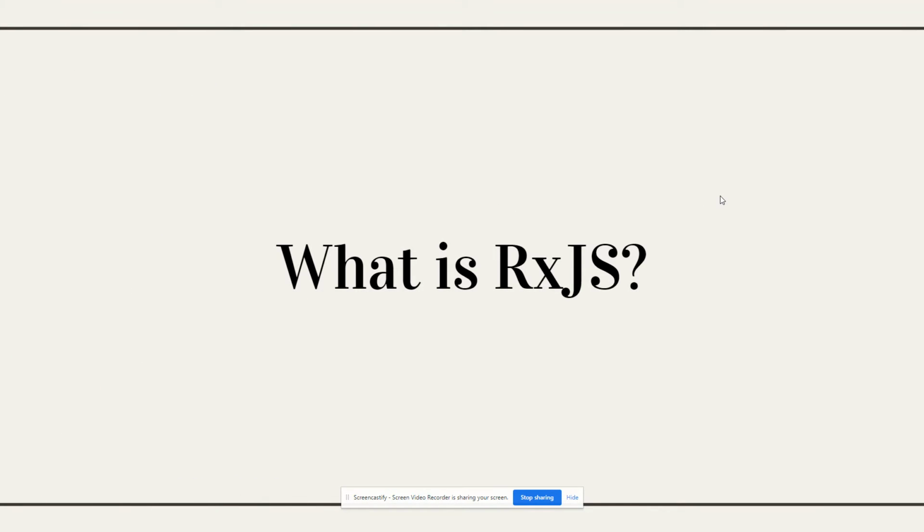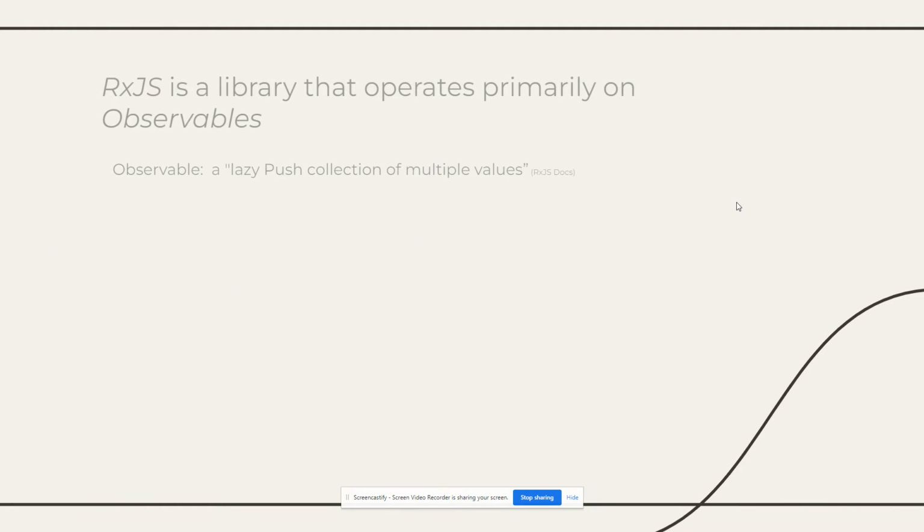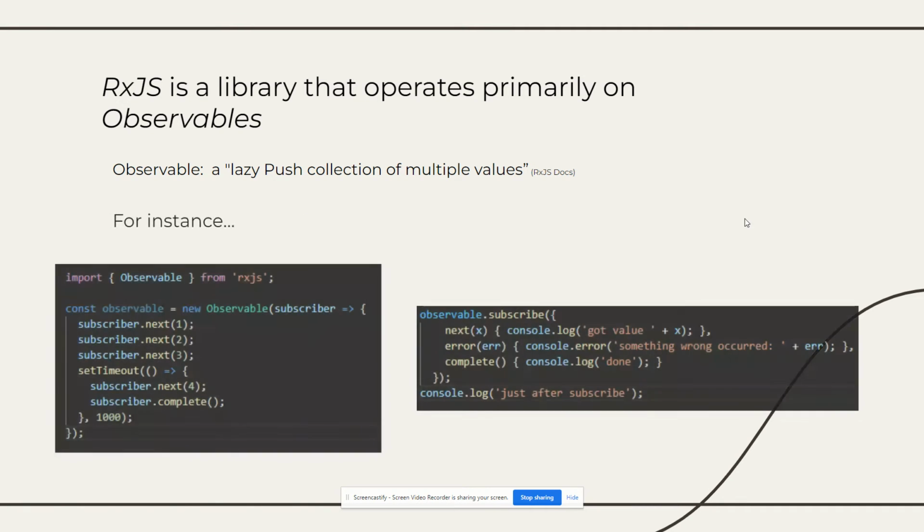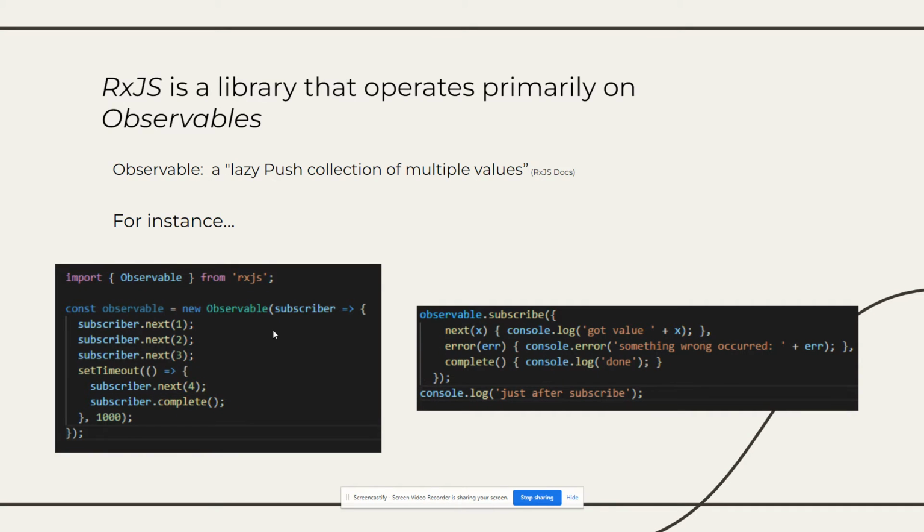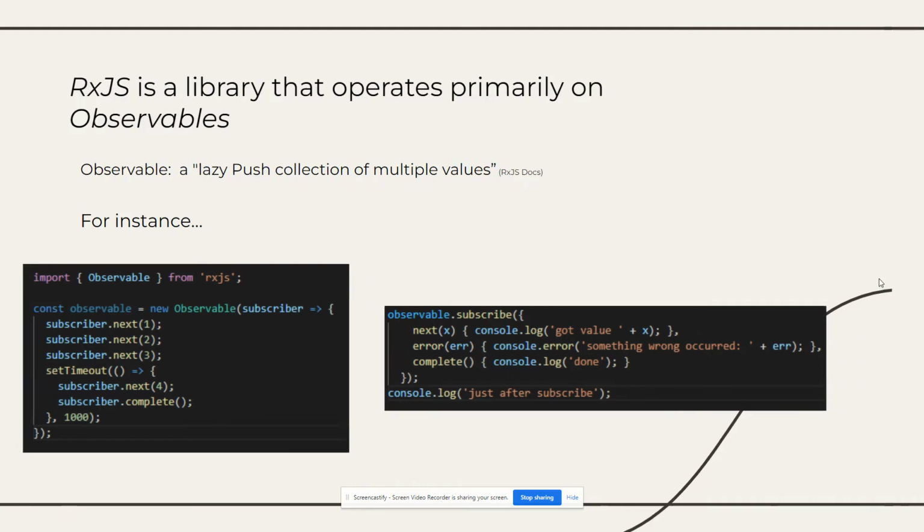So before we get into any more of that, though, what is RxJS? Well, the short of it is it's a library that operates primarily on observables, which is basically a lazy push collection of multiple values. So for instance, we have this right here. It's a new observable, and we have these subscriber.next calls right here, and next is being defined over here in the subscribe method. So once you subscribe to it, it's going to take all of these and handle all this.